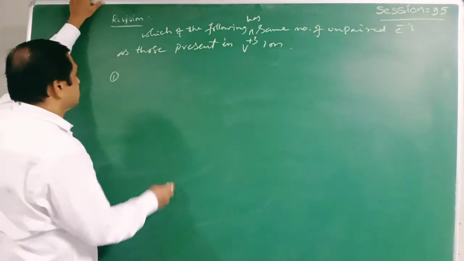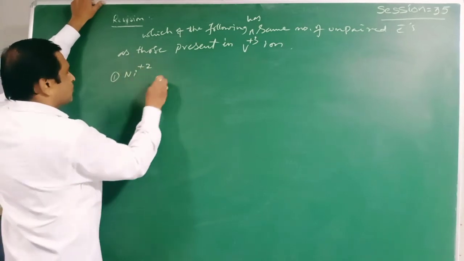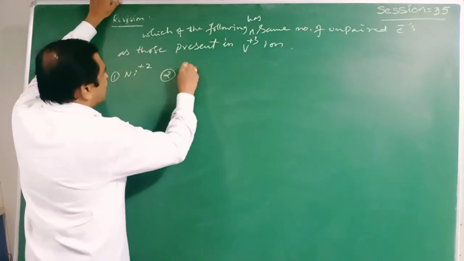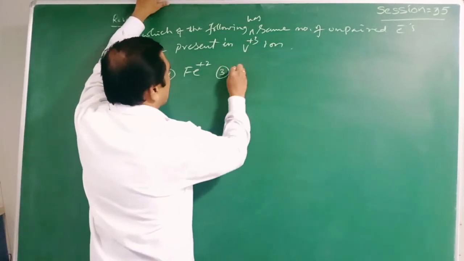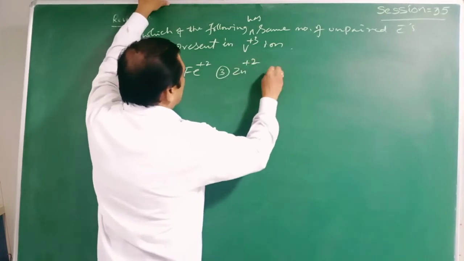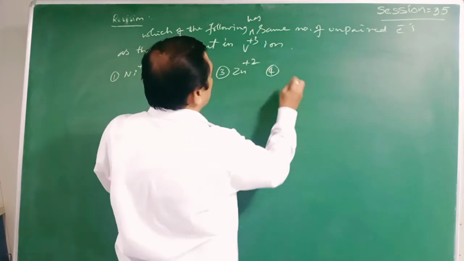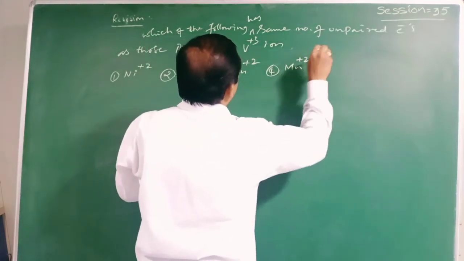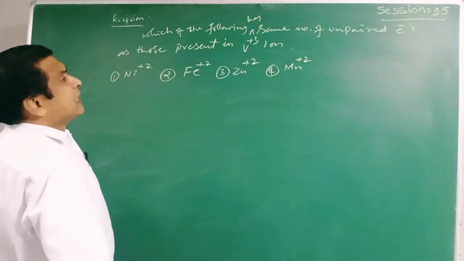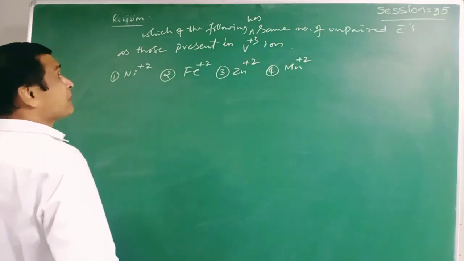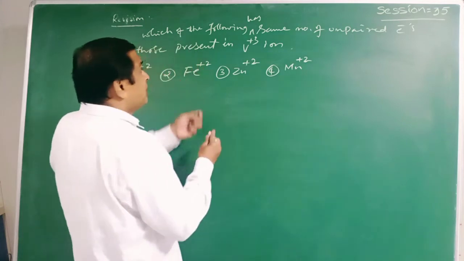Options: the first is nickel plus 2, the second option is Fe plus 2, the third option is Zn plus 2, and the fourth option is Mn plus 2. So, question once again: which of the following has the same number of unpaired electrons as those present in vanadium plus 3 ion? Let us see first what is vanadium plus 3 and how many electrons are present.